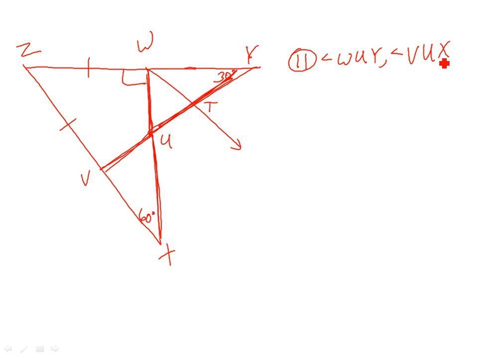Number 12. Olivia B, read number 12 to us. Name two obtuse vertical angles. Now, Chloe. BUW and YUX. So angle VUW and angle YUX.